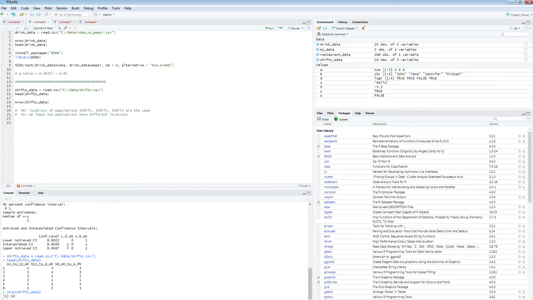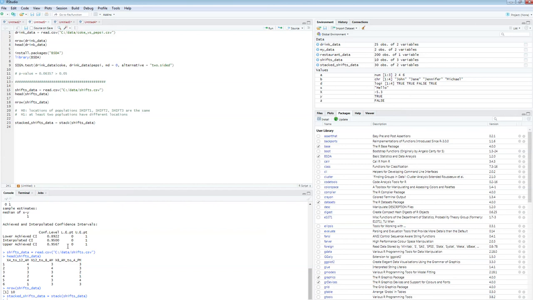And the second column was called ind, I guess it stands for indicator, and that was the column that contained indicators, really, of which sample that number came from, right? So let me remind you how stacking is done. So stacked shifts data: I have to use the function stack, and it's very straightforward. All I have to do is say stack shifts data, just like that. And when I run this line, the data are stacked.